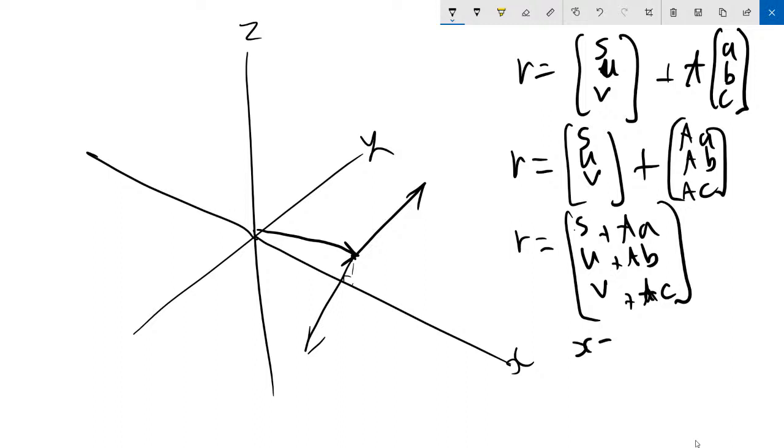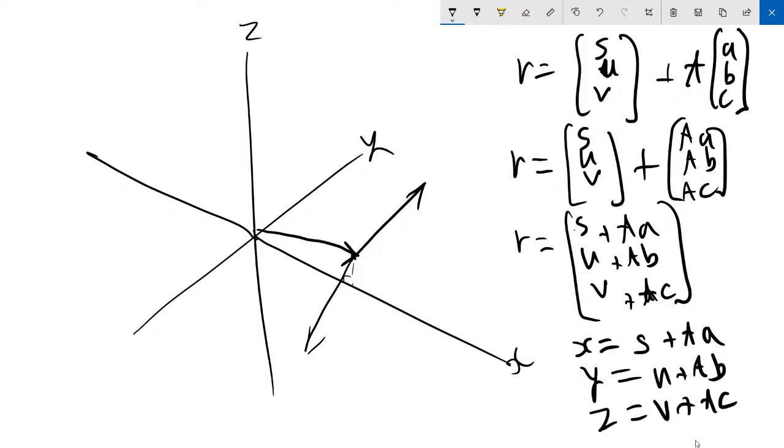Notice now, x is equal to s plus ta. y is equal to u plus tb. z is equal to v plus tc. This is the parametric form. It defines x in terms of some changing thing, y in terms of some changing thing, z in terms of some changing thing. This is your parametric form for the equation. So you have your vector form over here for a line, and you have your parametric form right over here.